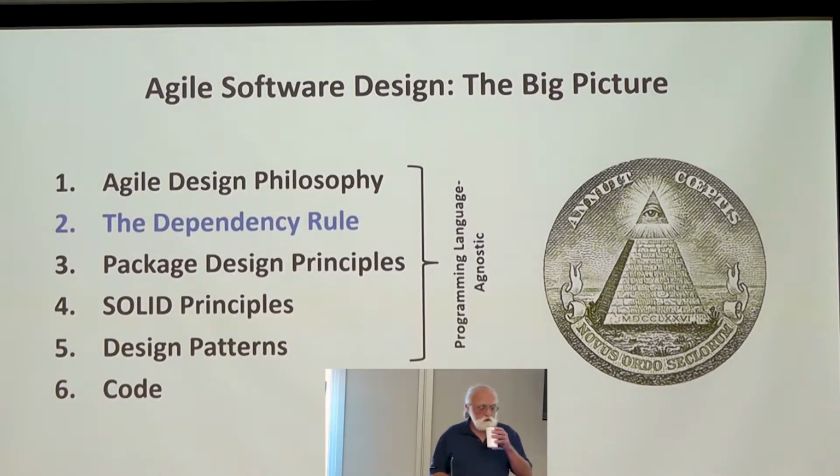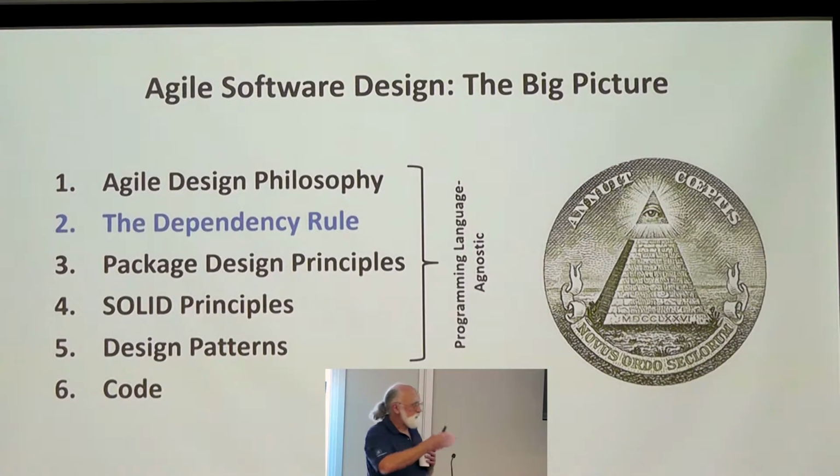So let's get to the nitty-gritty. This is the big picture, in my view, of Agile software design. First, we have the Agile philosophy. That's the all-seeing eye on the top of the pyramid, which I skimmed out of a dollar bill. Then there is a single architectural level dependency rule that rules them all. Then comes the package design principles, which are described in the first book and apply at component level. SOLID principles at the class and library level, design patterns, and the code.